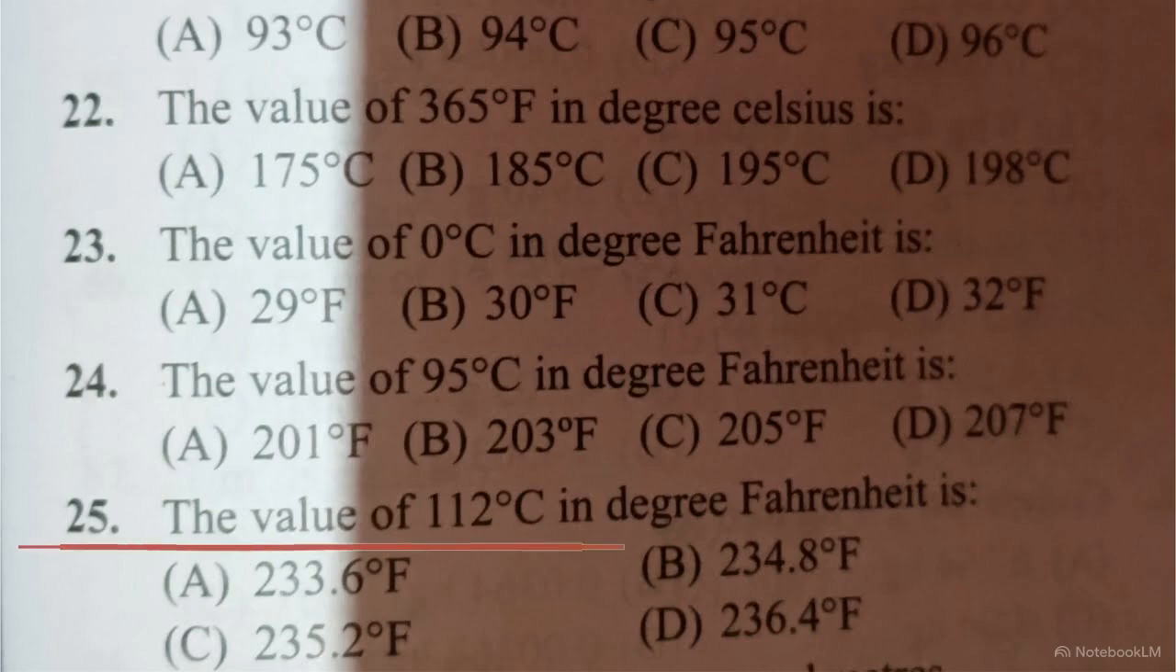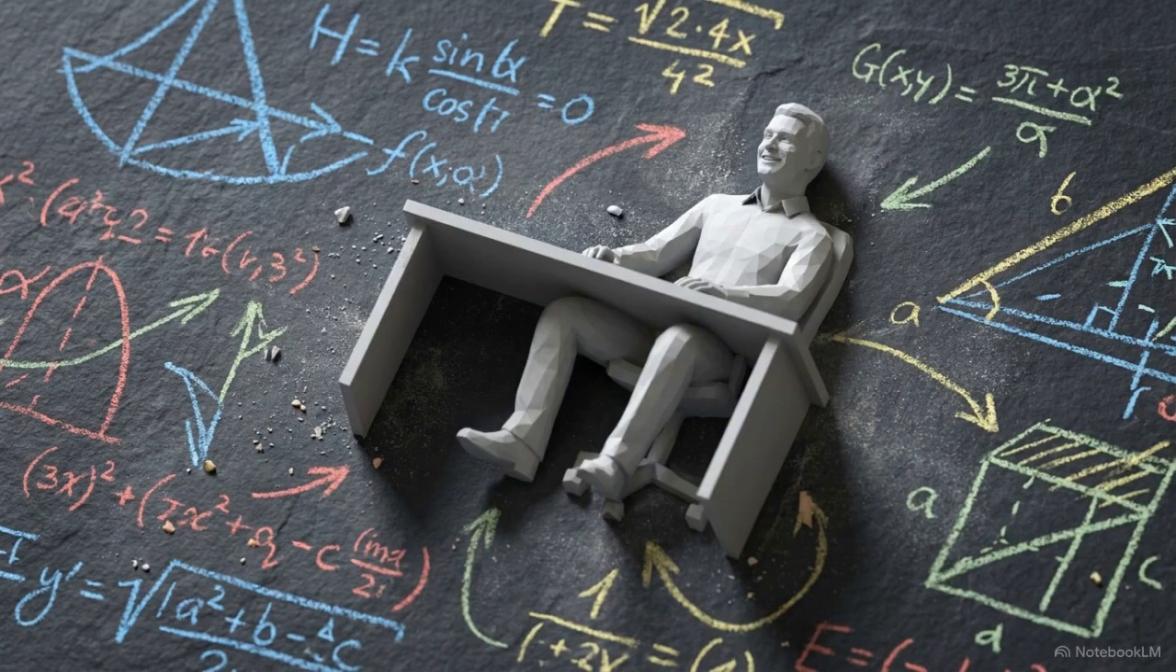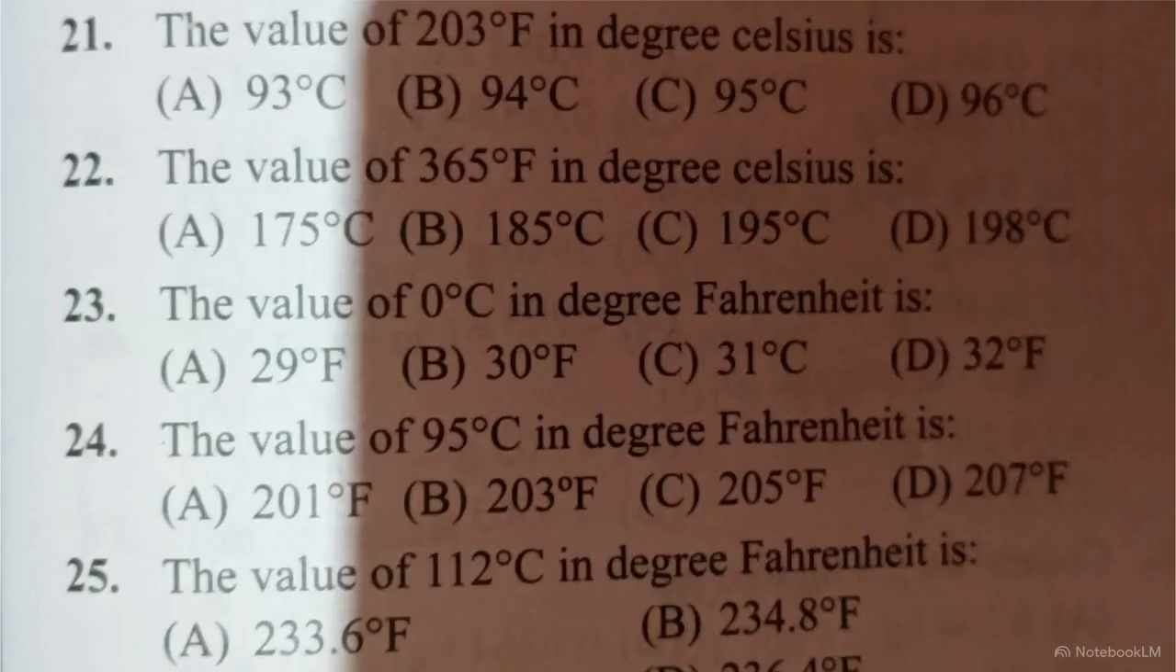That brings us to our final complex problem, question 25. The options show our answer will contain a decimal. We multiply our base number, 112, by 1.8, getting 201.6. Add 32, finishing at 233.6 degrees Fahrenheit, locking in option A. Decimals often cause students to panic on tests, but using the 1.8 multiplier method instead of wrestling with fractions keeps the math completely manageable. Here is our fully completed worksheet.